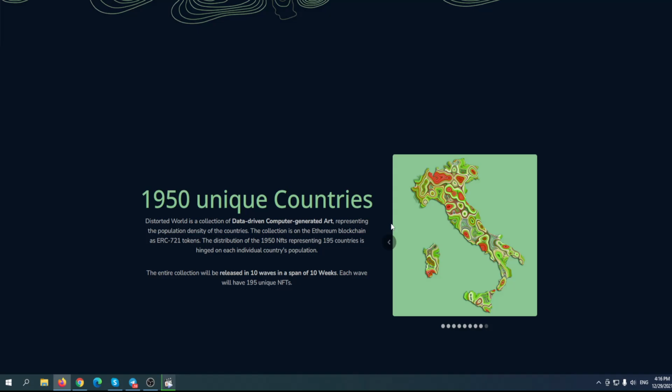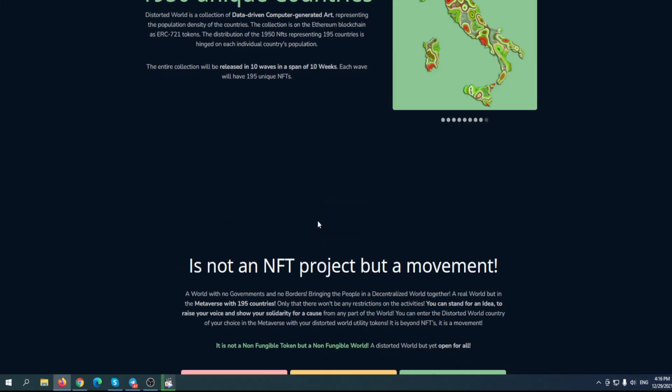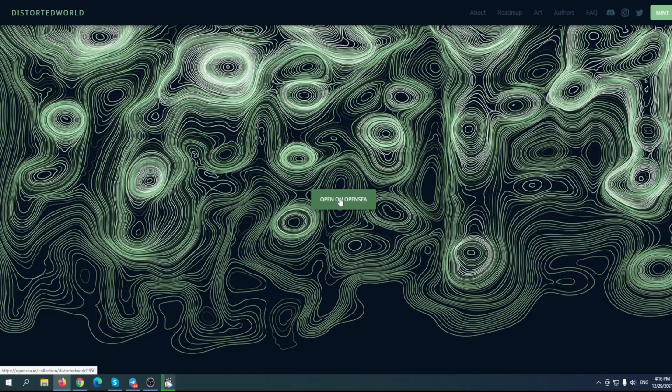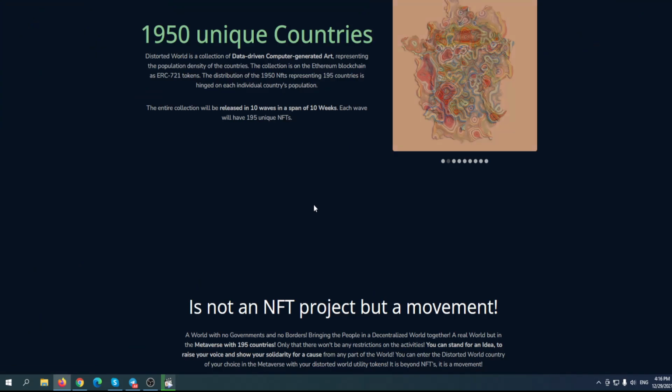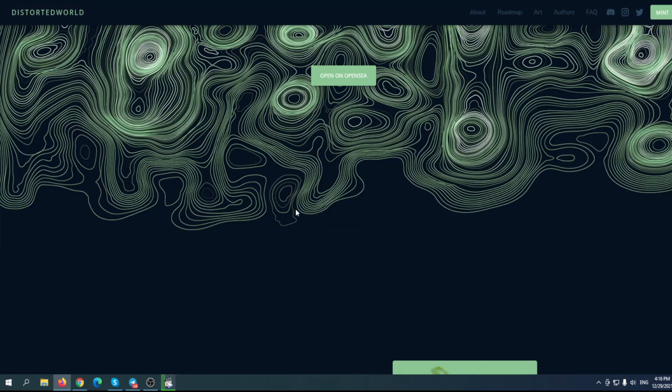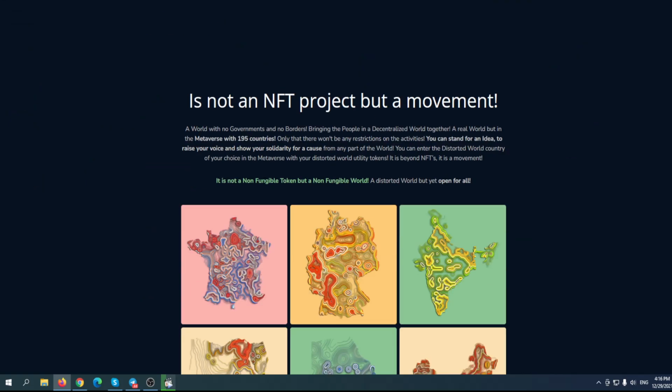So the entire collection will be released in 10 waves over a span of 10 weeks. Each wave will have 195 unique NFTs. So basically, the whole collection is 1,950, and every week, for 10 weeks, we have 195 unique NFTs. So this is going to be beautiful. You can see right now on OpenSea what you can buy at the moment. They started on December 24th. We'll go to that later, but every week there will be another 195 NFTs, and that's it. Only 10 weeks, and that's it for this project.